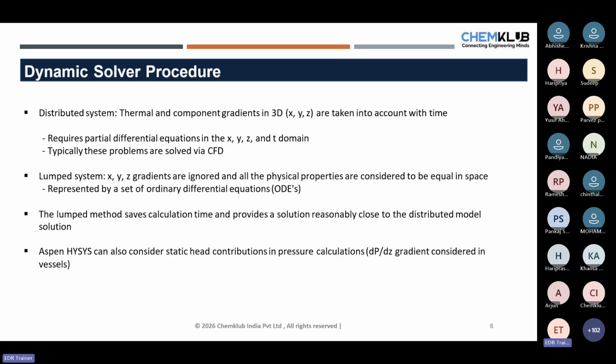So in a lumped system, the spatial variations are ignored. Properties are assumed uniform inside the equipment, and ordinary differential equations are solved. That is what reduces your computational time. But it's basically an approximation.